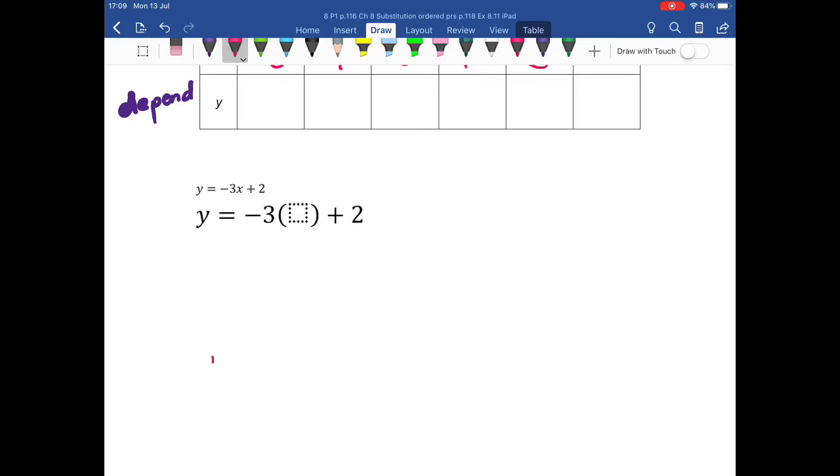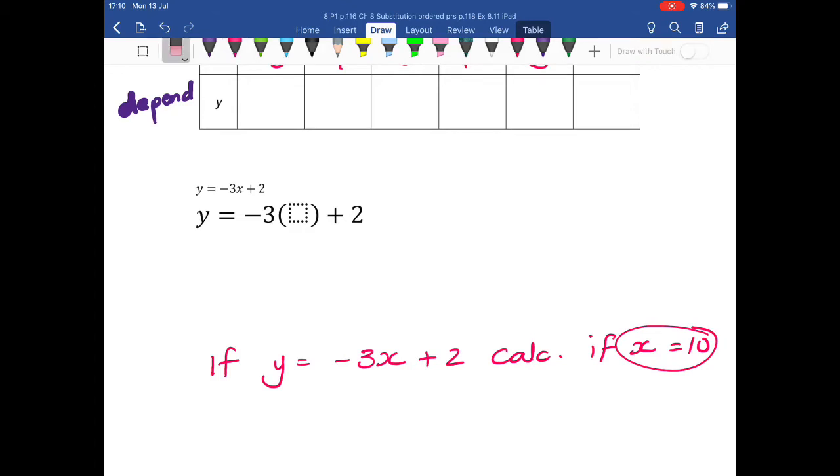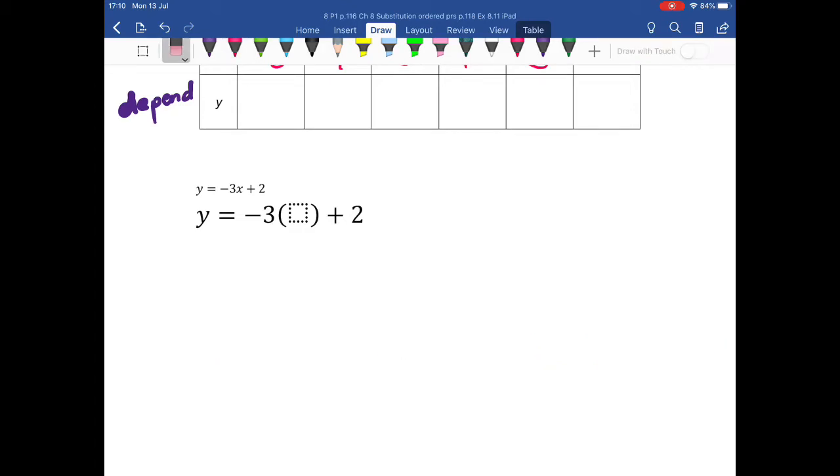Now I just want to recap from the previous substitution that we did. It said if y equals negative 3x plus 2, calculate if x equals 10. And remember, we said that if you do substitution, you copy the pattern and you pop that in. So that is exactly what we're going to do here. You can see I've written it nice and big over here. I would do that in pen in my book and fill this little box just with a pencil. Then all you need to do is rub out the pencil.